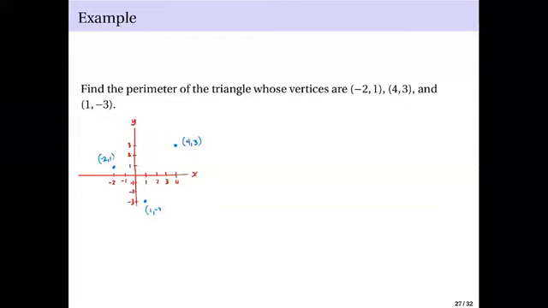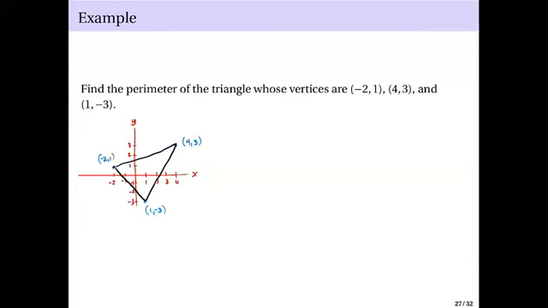Okay? And we have the triangle here. This guy here, this guy here, and this is the triangle. And we need to find the perimeter. So get this distance plus this distance plus this distance. You just have to use the distance formula 3 times.